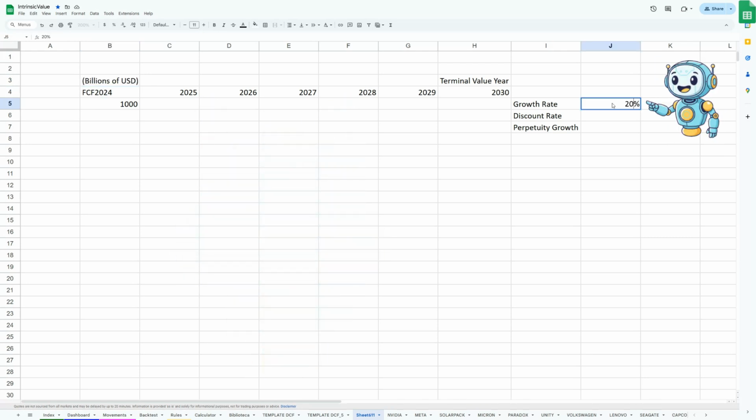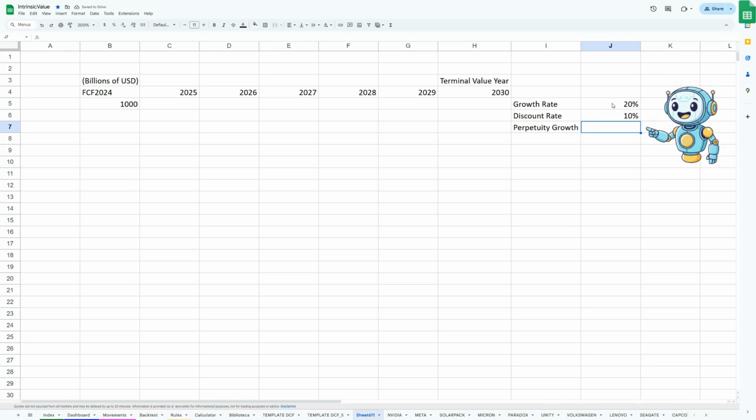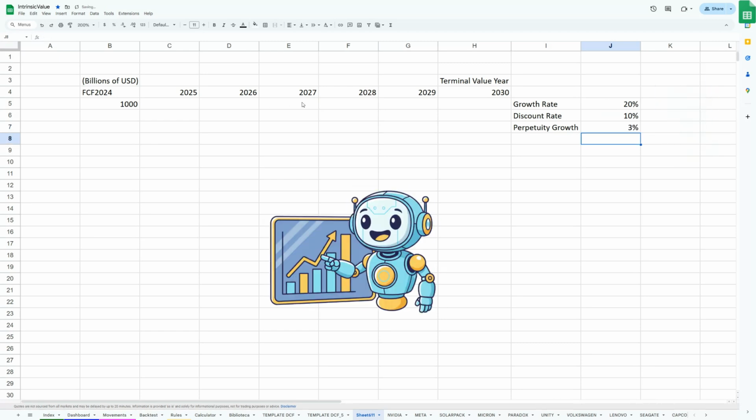We are going to assume for now this company will grow annually 20% at a constant rate during the next years, and set a discount rate of 10% based on our desired return and risk assessment. Last, we put a 3% perpetuity growth to go in par with the historical US economy growth. Please remember, these rates are not fixed and should be adjusted. Check the stock analysis videos, see how you can adapt your approach.